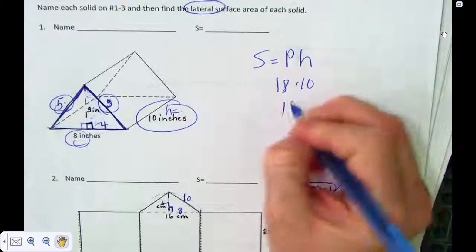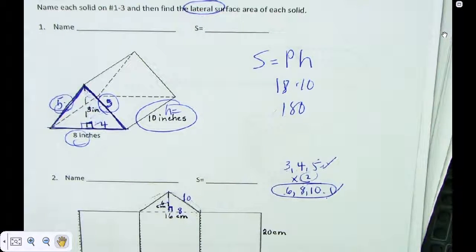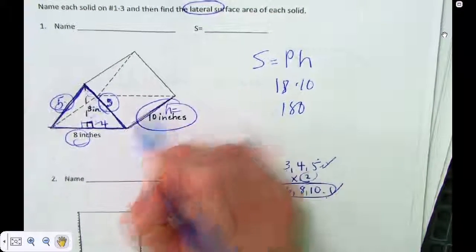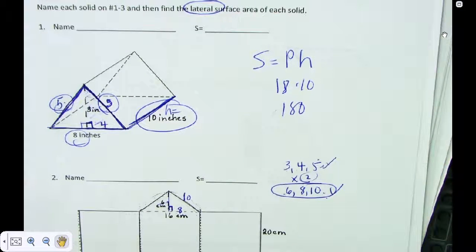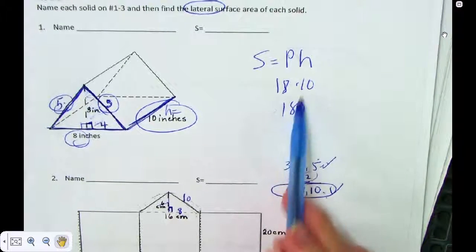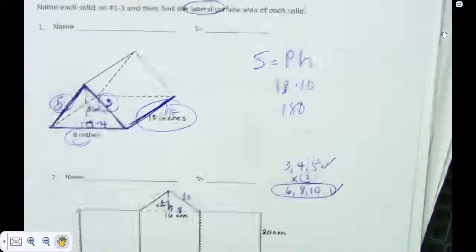And the height? 10. Does everybody know why we had to use the 10? It's the height of the prism, and it's the height of the rectangles. Remember, when you're doing lateral, you're doing the area of the rectangles, so you need the height of the rectangles. You have to use 10. Okay, look at number 2.